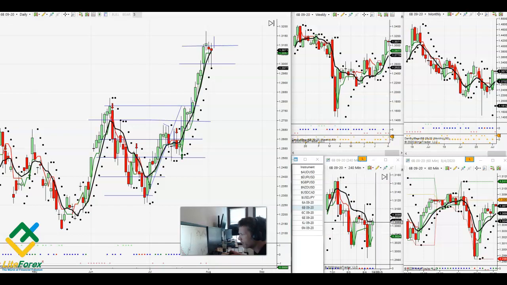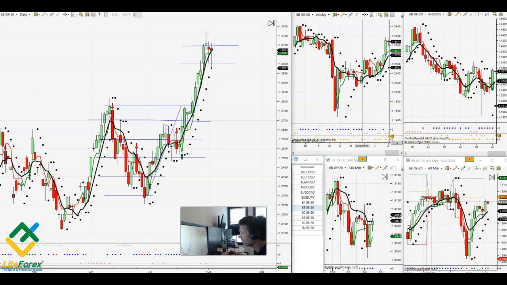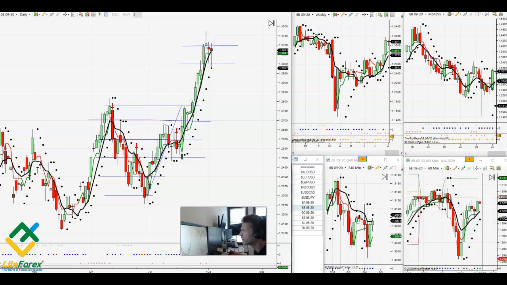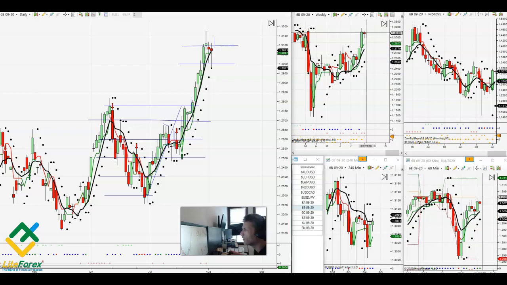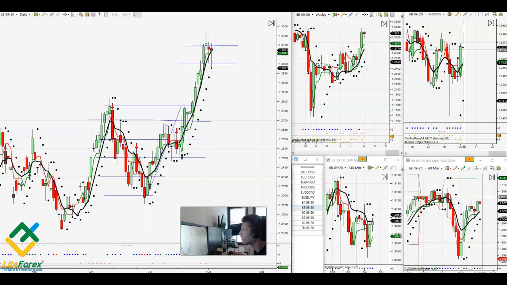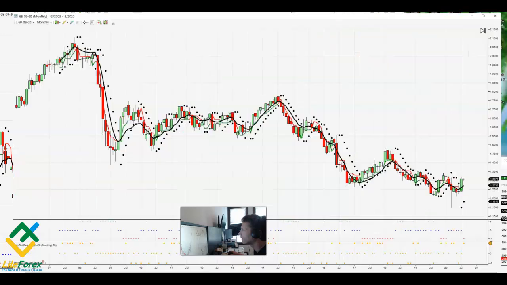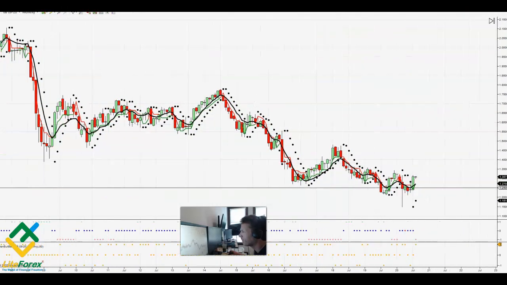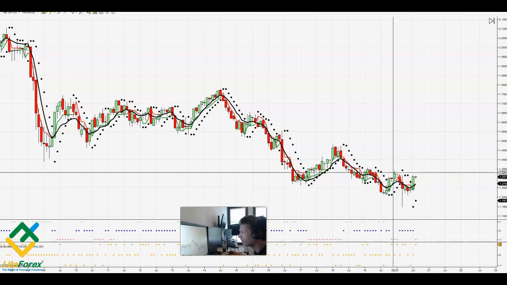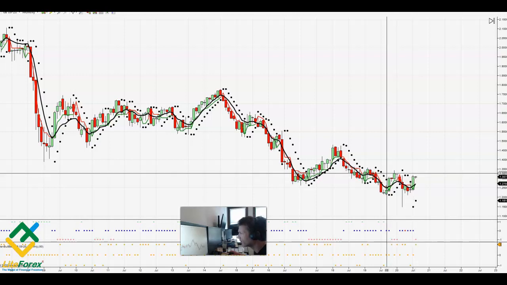The 240 definitely looks like there's more upside, trending higher on the 60. On the weekly, it's normal to get a bigger pullback than we're getting. Same with the monthly. If you look at the monthly here, big monthly breakout. We need to start taking out these levels.